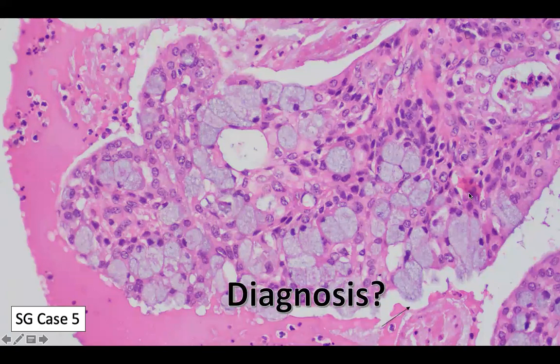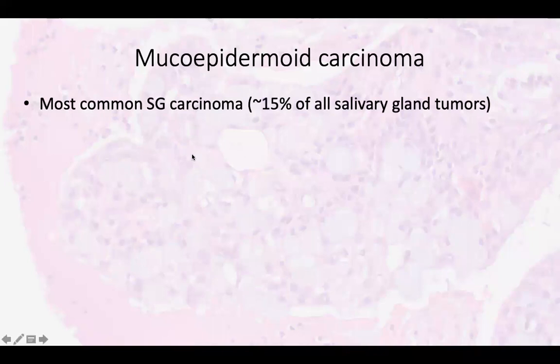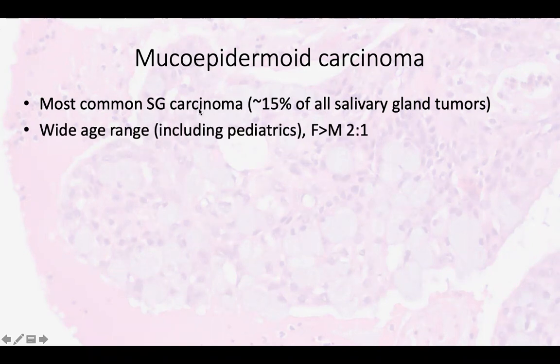So I think you guys know this one. This is mucoepidermoid carcinoma. So this is the most common salivary gland carcinoma. I'm just throwing it randomly towards the end of the talk just to keep you on your toes. But this is the most common, 15% of salivary gland tumors. There's a really wide age range, and it's the most common salivary gland malignancy in the pediatric population as well. So you can see this one in kids.